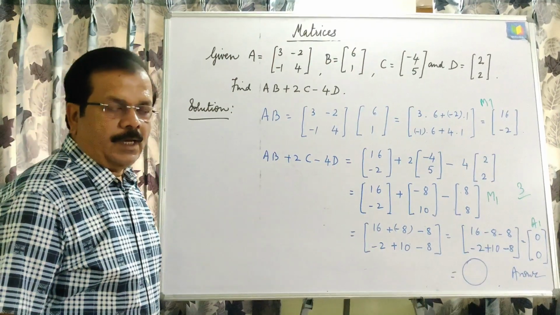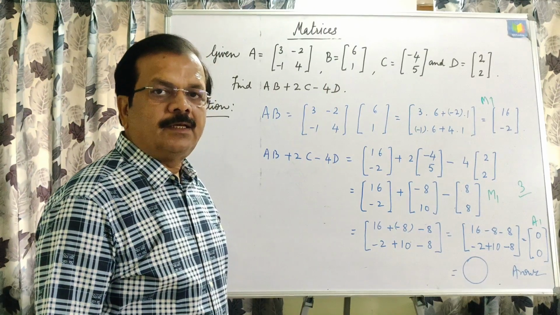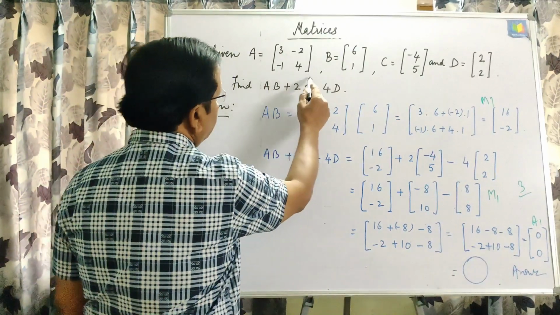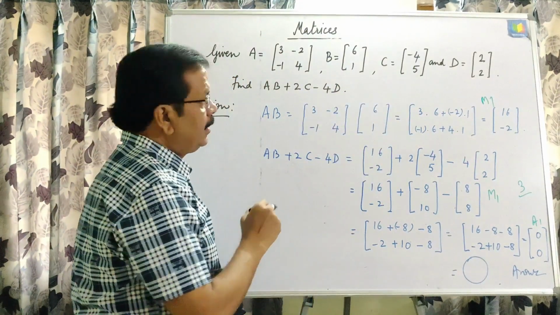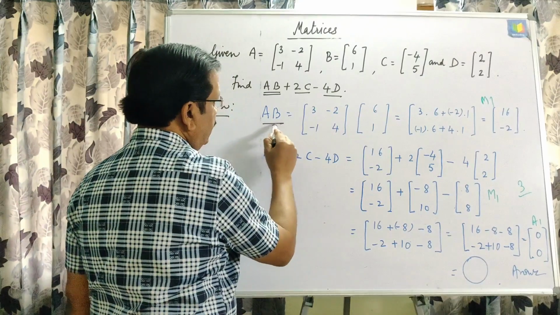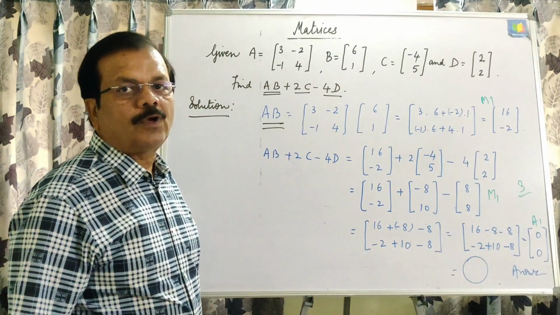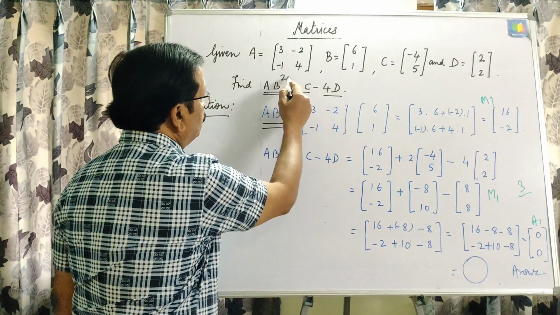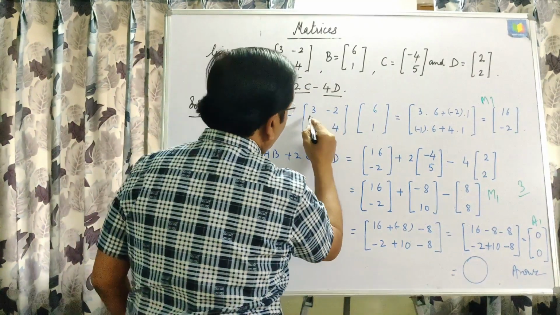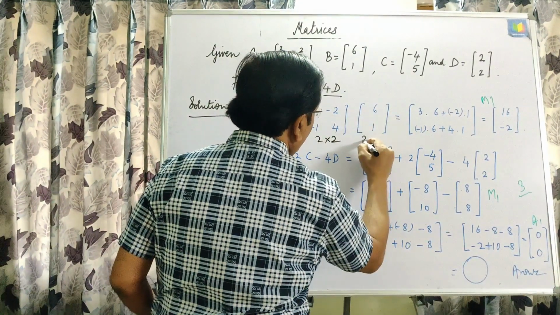Now next question. As I told you earlier, with the help of questions we will explain the entire concept of this chapter. Taking this question, you can see A is given, B is given, C is given and D is given. Then find the value of AB plus 2C minus 4D. This is AB. In your course, the multiplication of a 2 cross 2 matrix, A, is of order 2 cross 2, and B is of 2 rows and 1 column.